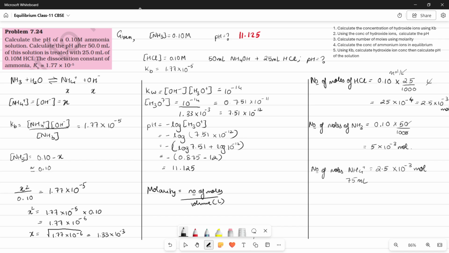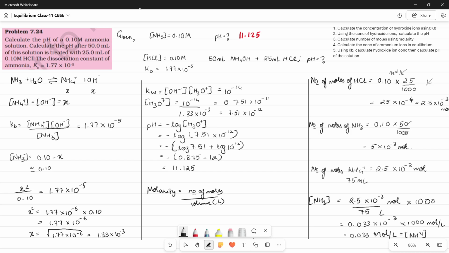Right. Now, what we're going to do is calculate the concentration of the NH3 itself. So the concentration of NH3 will be equal to the number of moles, which is 2.5 into 10 to the power minus 3 moles, divided by 75 ml, because that's the total volume, but I'm just going to say liter because we are multiplying it with 1000. We're putting in the factor. Right. Now, this is going to give us 0.033 into 10 to the power minus 3 into 1000 moles per liter, which is molarity, and this is giving us 0.033 moles per liter. Okay, so this is the concentration of the NH3, which is going to be equal to the concentration of NH4 plus ions as well.